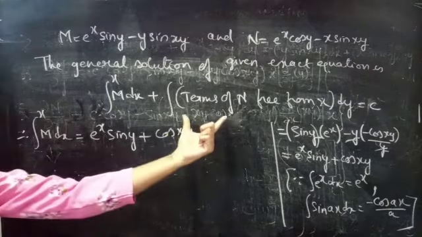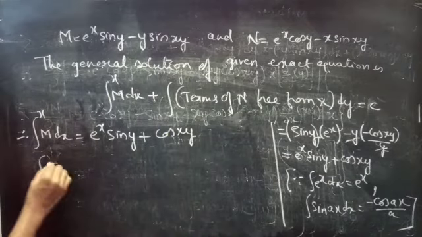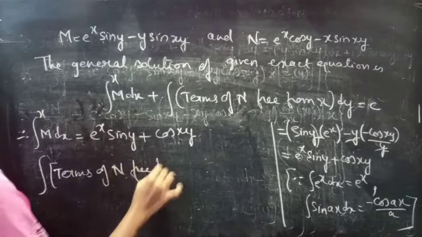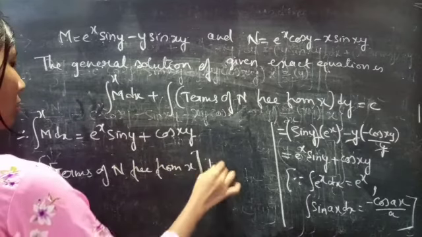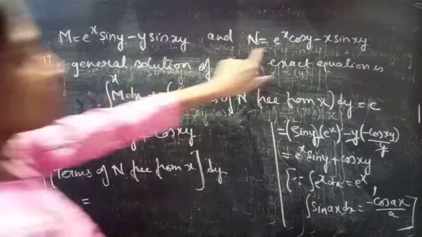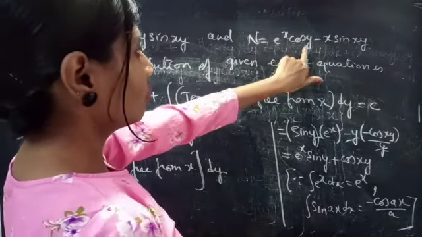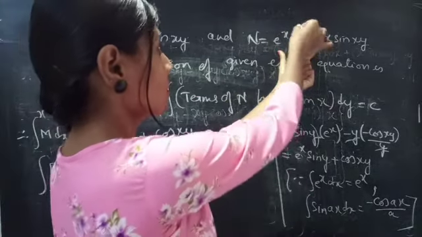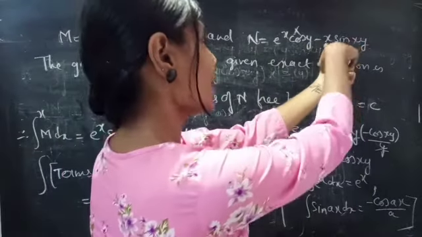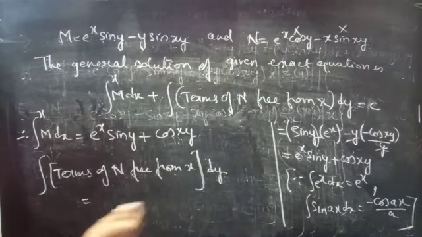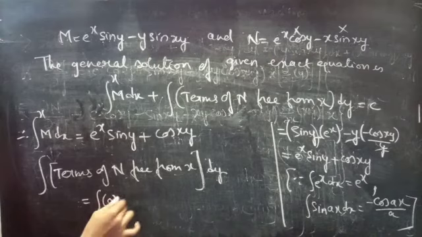Now we'll find the second integral: the integral of terms of N free from x into dy. Now we have to find the terms of N which are free from x. We don't have any term which is free from x. Here we have e^x, so we can't take this, and here also we have x into sin xy. So there is no such term free from x in N. So take it as 0. Integral of 0 dy equals 0.